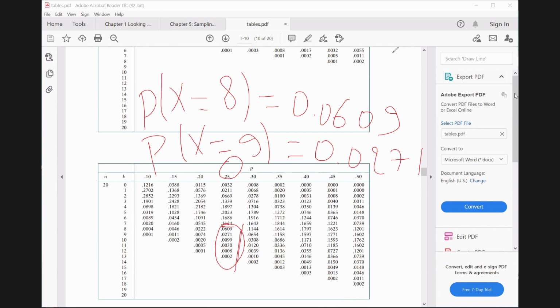Why did I choose this column? Because this column is related to the case p equal 1 over 4 and n equal 20. We chose this table and this column because this is what is required, since we studied the case n equal 20 and p equal 1 over 4. That's all. I hope it's clear.